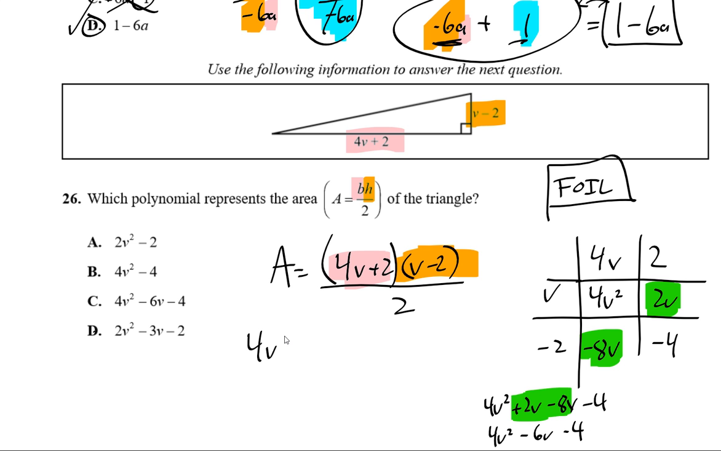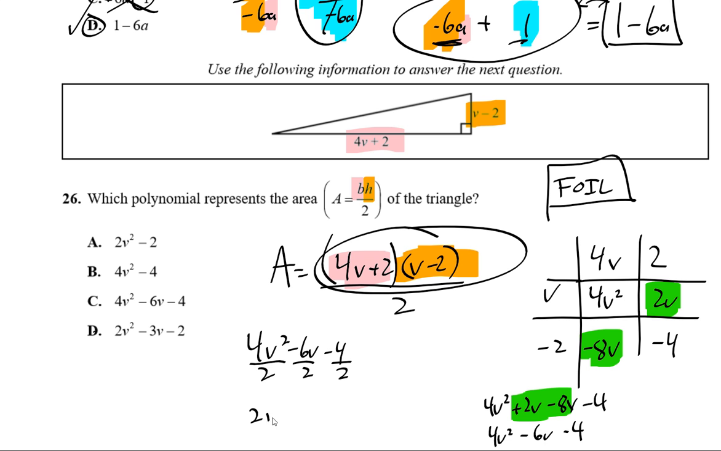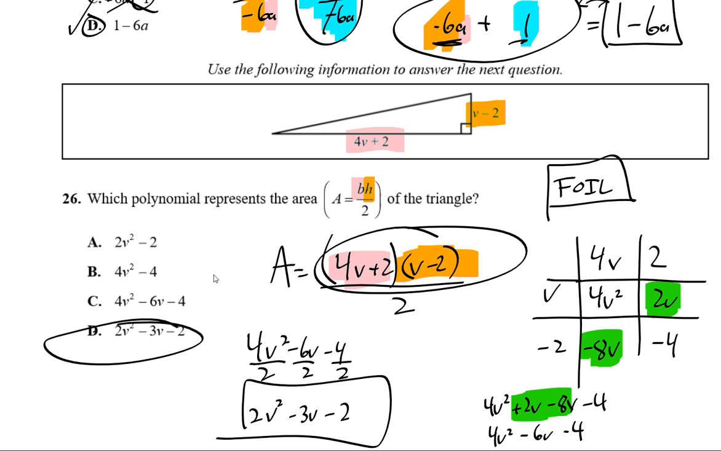That's the top. That was this, FOILed out. I still need to divide by 2. I'm going to write this over 2. 4 over 2 is 2. Negative 6 over 2 is negative 3. And negative 4 over 2 is negative 2. So for 26, 2v squared minus 3v minus 2, our answer is D. But again, you don't need to know this one for tomorrow.